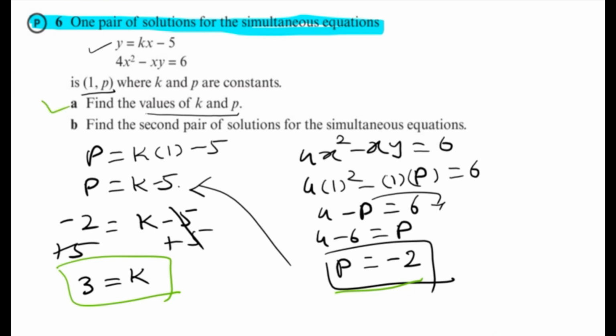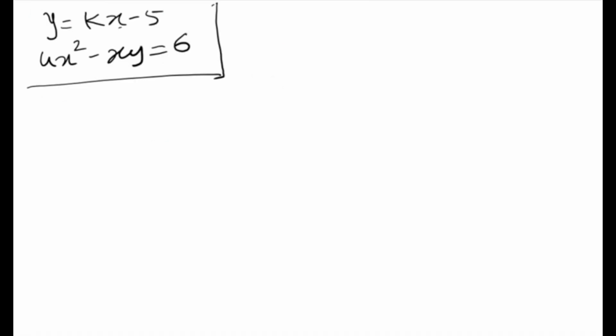Now B part is: find the second pair of solutions for the simultaneous equations. For that we have to use the simultaneous equations, and we have to substitute the values of k and p into the given equation. Okay, let's see. Now we have two equations: y is equal to kx minus 5 and 4x squared minus xy is equal to 6. But we found the value of k is equal to 3. So I can write 3x minus 5.